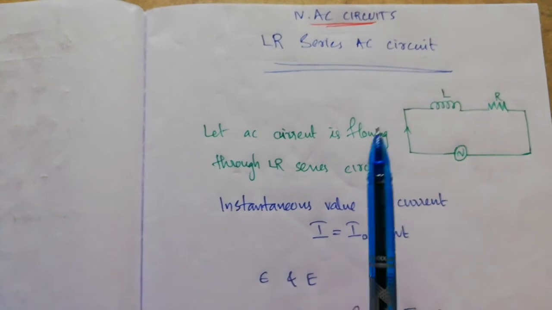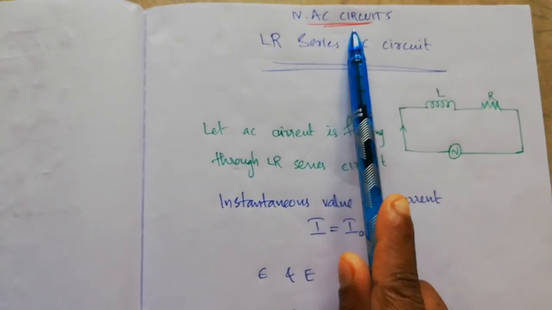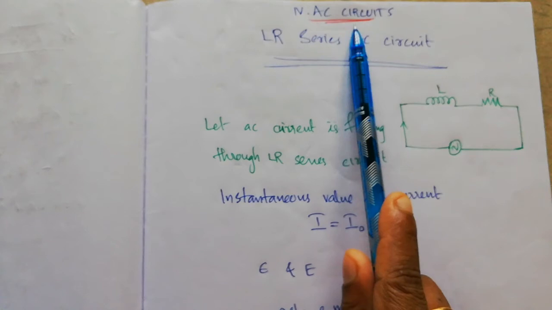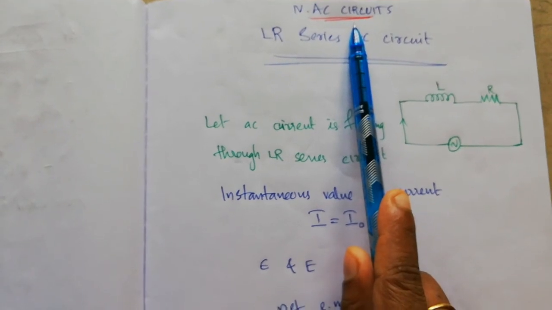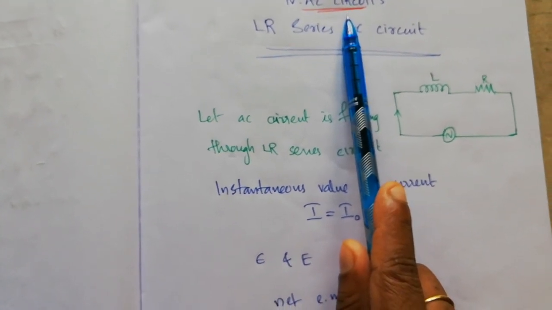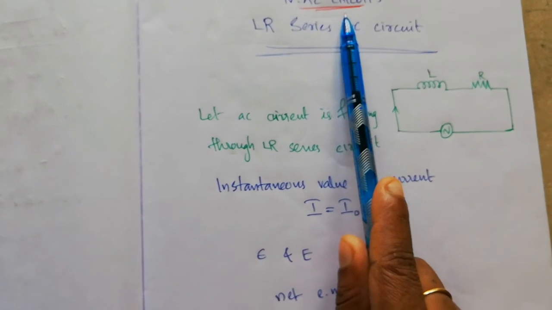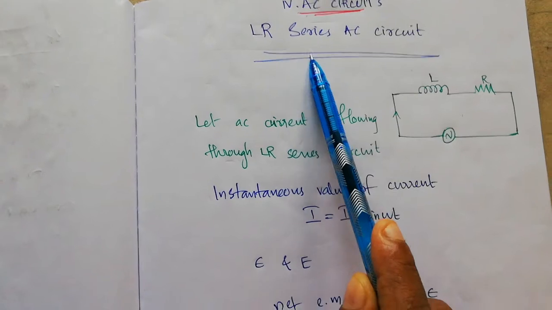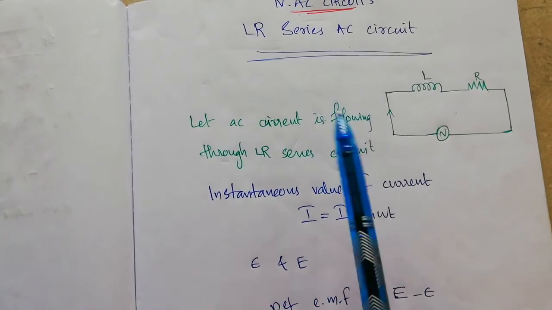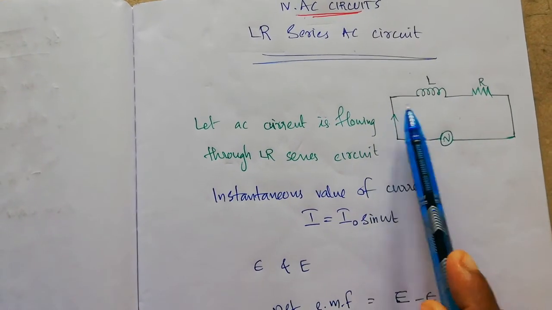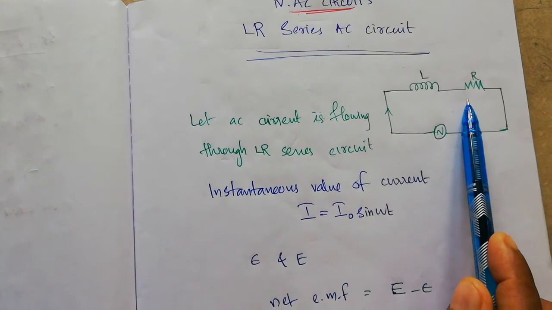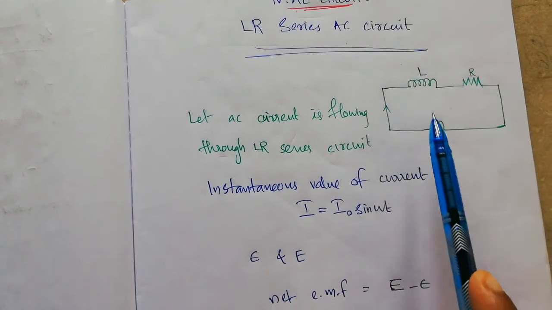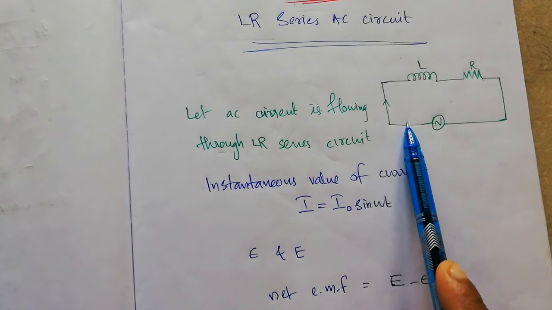Good morning, dears. In the module AC circuit, we have discussed alternating EMF and current and its mean value and RMS value, and also discussed the pure capacitive, resistive and inductive circuits and their characters. Now, today we can discuss the LR series AC circuit. That is, an inductance and a resistance are connected in series and an AC current is flowing through this circuit.